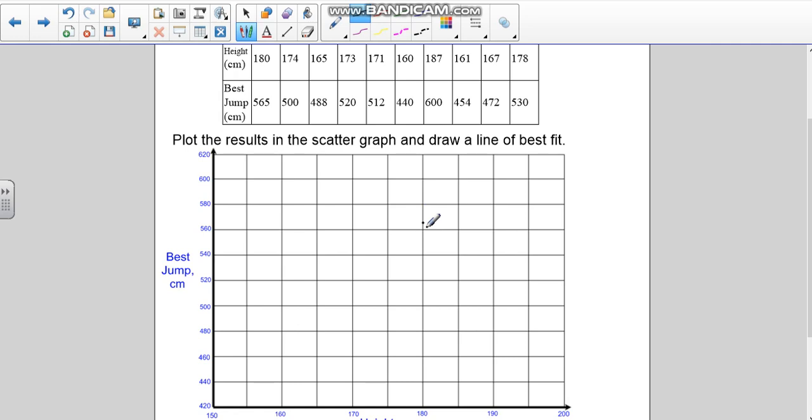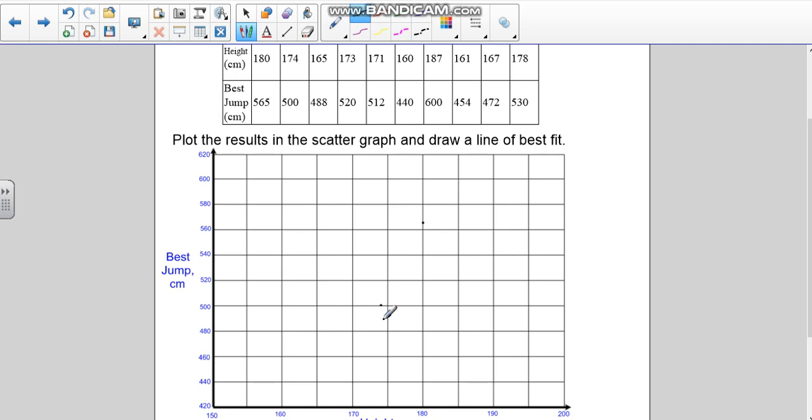You are marked for accuracy in the exams, so yes, you're allowed to be half a square out, but the squares are quite small, so try to be as accurate as you can. So the next one is 174, 500. So again, I'm going 174 across. So this is 170, this is 175. So 174 is about here. And then we're going up to 500, which is here.